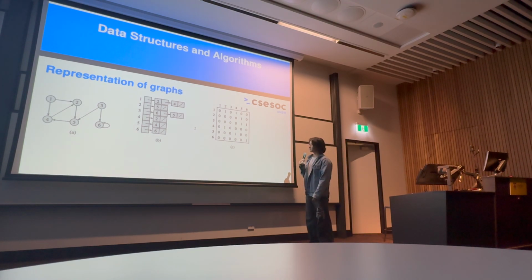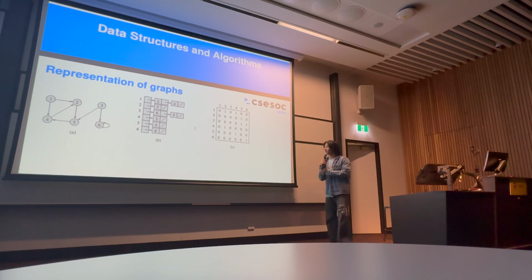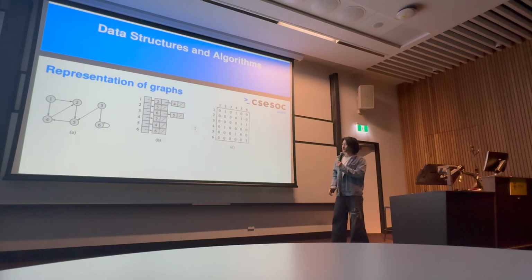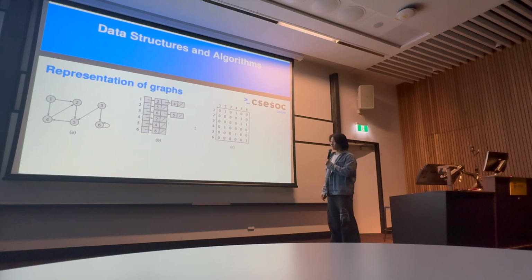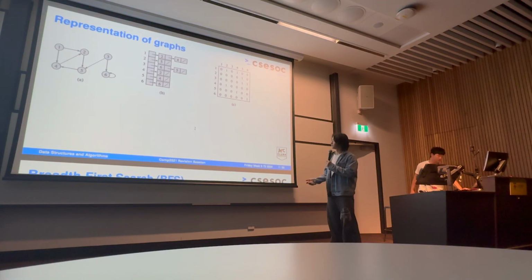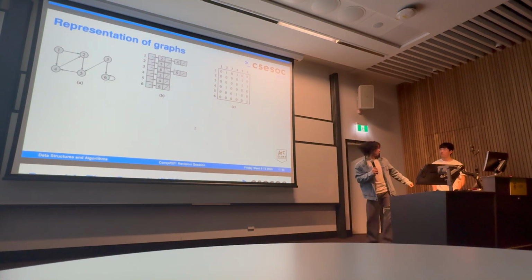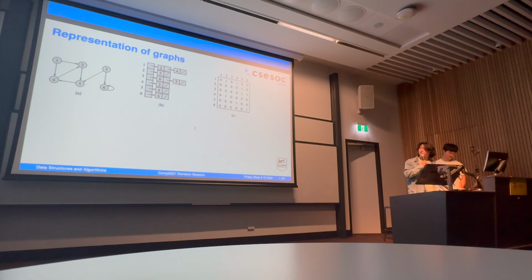So within an adjacency matrix, this is sort of a simplified one for an unweighted graph. What we do is essentially we have this matrix of zeros and ones, and if there is an edge between two nodes, we place a 1. If there is no edge, we place a 0.